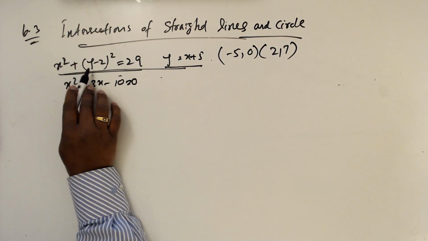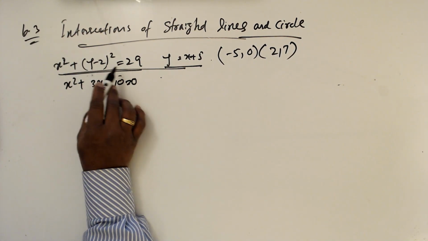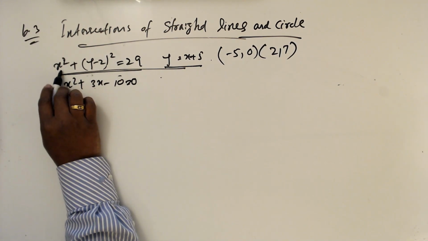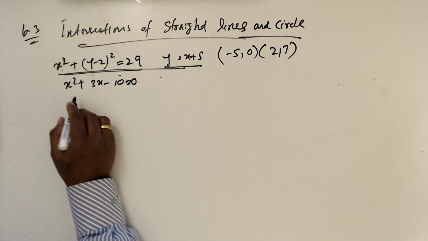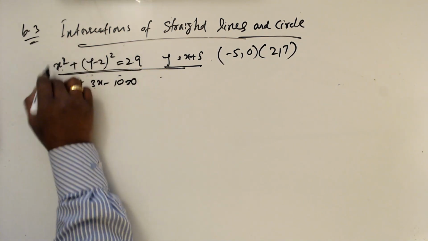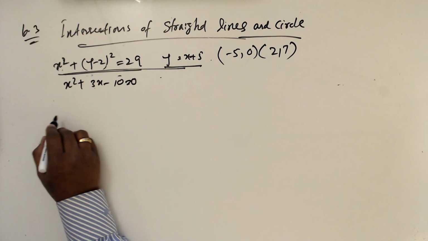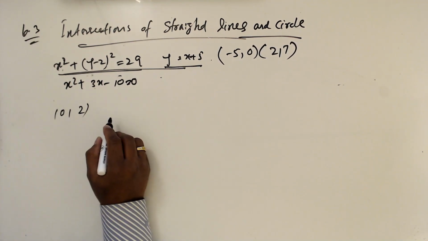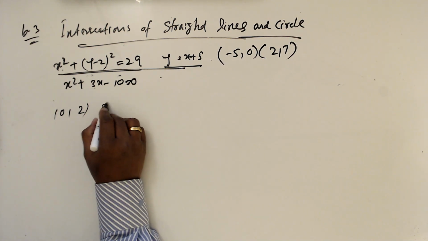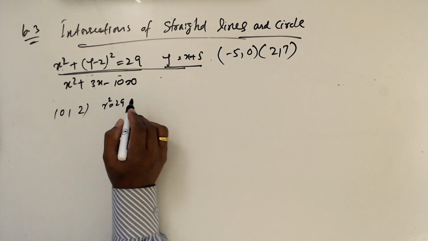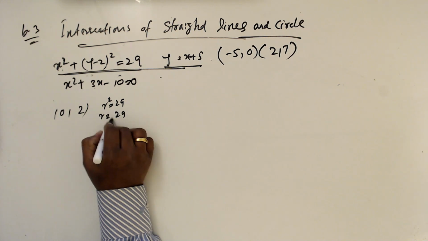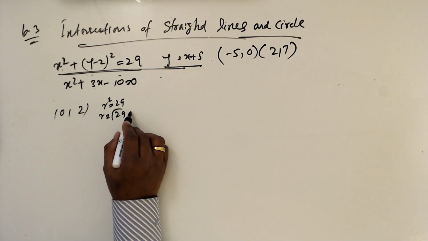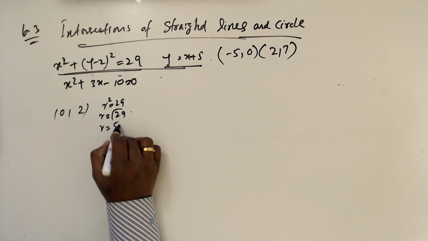This is x square plus (y minus 2) square equal 29, right? So what is the center of this circle? Center is going to be 0 and 2. And r square is 29. R is square root 29. If it is 25, it's going to be 5. It means 5 something.